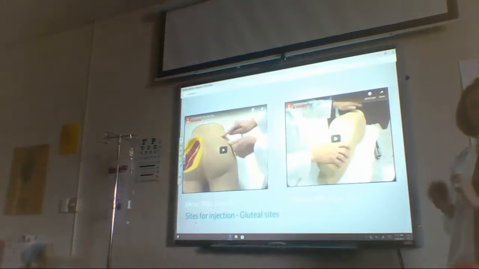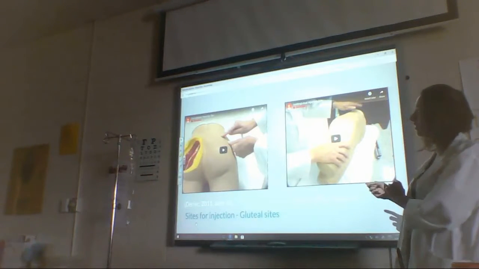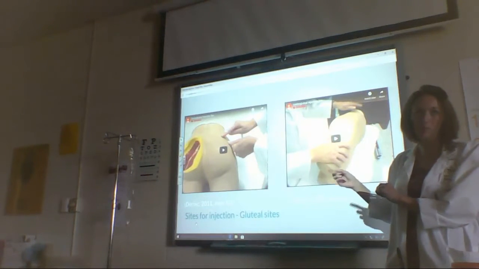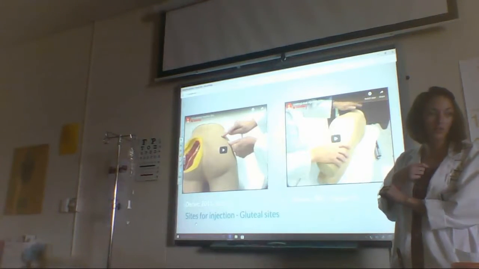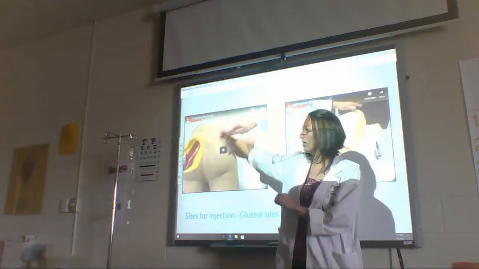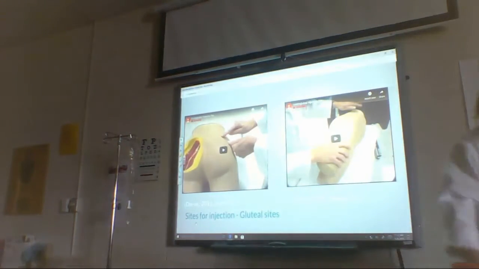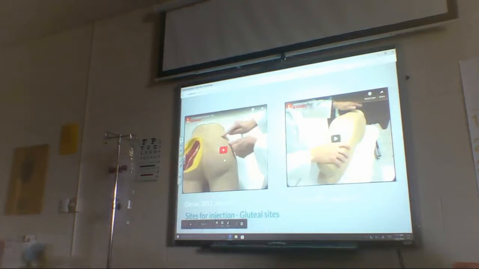All right, we're going to do the gluteal sites. And so when we talk about these, pay special attention because there are significant differences in your landmarks, number one. And when I went to nursing school, we relied very heavily on the dorsal gluteal. And this one is really falling out of favor these days. So we'll go over both of these and then we'll practice some.